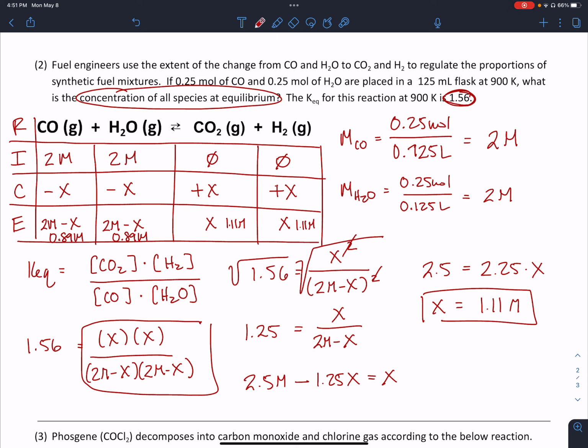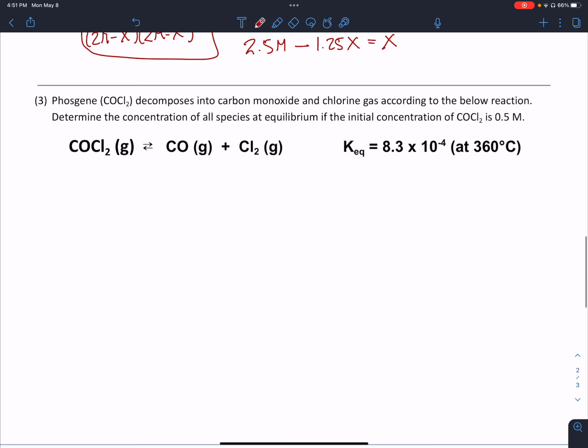So watch out for these perfect squares. That's really handy when that happens. It makes your math a lot easier. All right, one last problem.